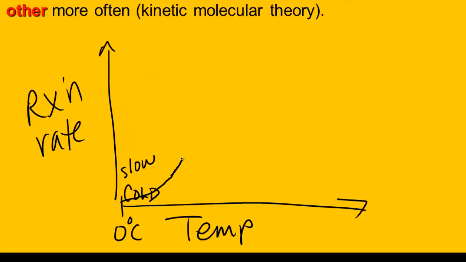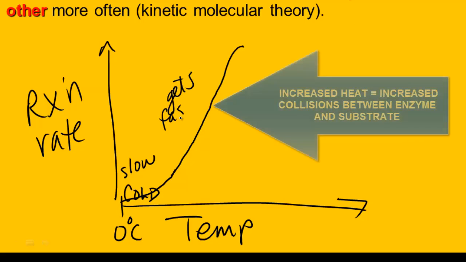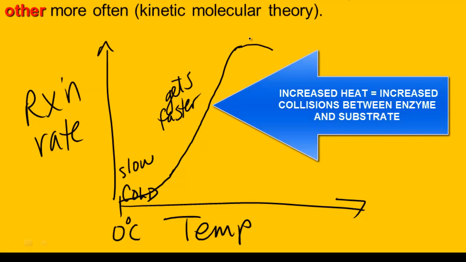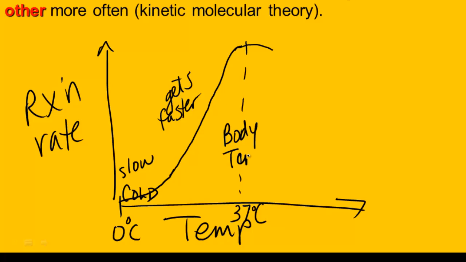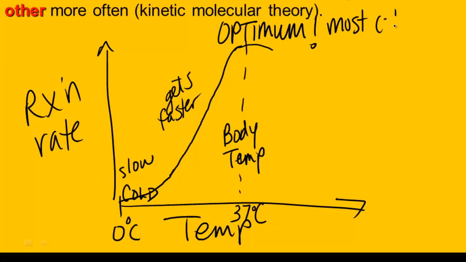But if you then start increasing the temperature, what will happen is you'll get more and more collisions between the substrates and the enzymes, and you'll get more product being made. So it'll get faster and faster and faster until you reach this point. Now if we're talking about the human body, at 37 degrees, that is when the most product will be being made, and that is because it is the optimum temperature. That's where you're going to get the very most collisions between the substrates and the enzymes. And so you get the most product made at the optimum temperature.